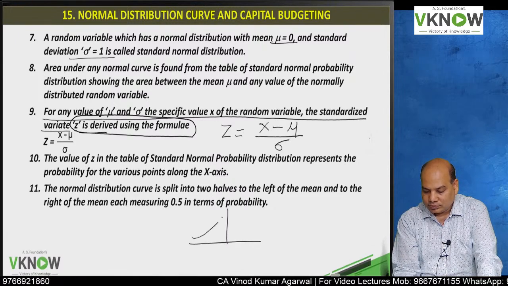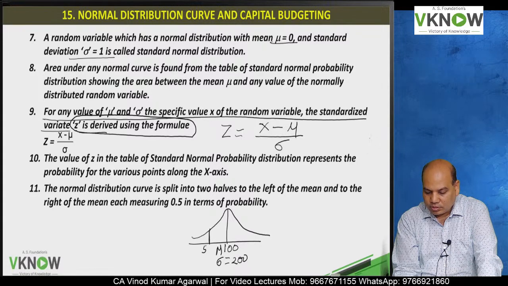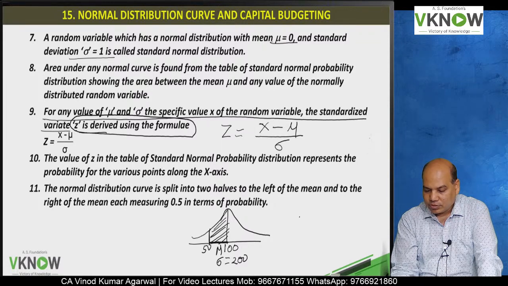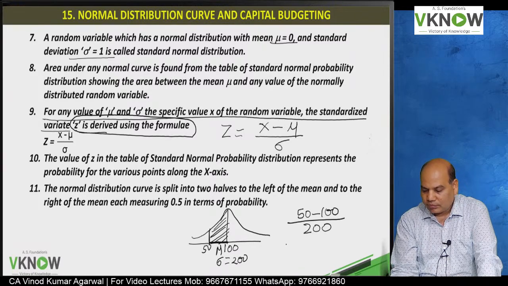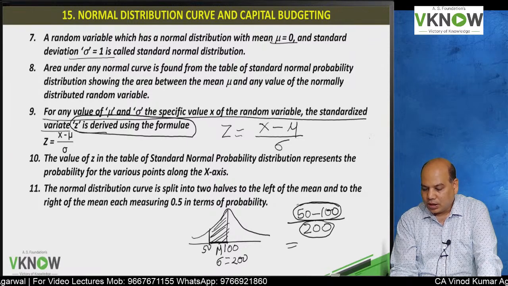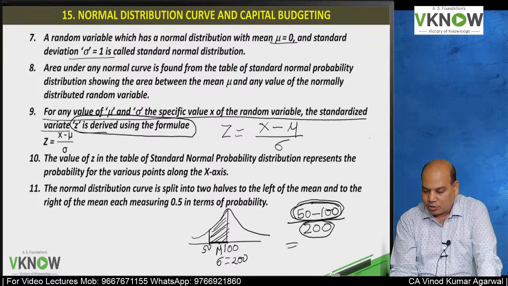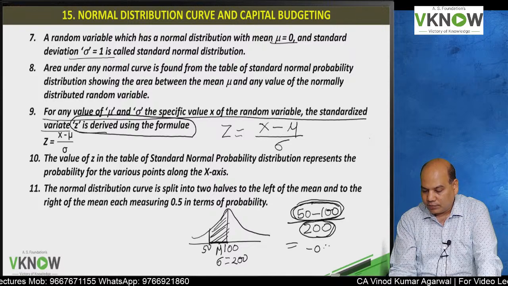Okay, for example, suppose mu is 100, sigma is say 200, and I want the probability of a number between 50 and 100. So I will take 50 minus 100 divided by 200. How much is the deviation from the mean per unit of standard deviation? So that is your 50 divided by 200, 0.25.